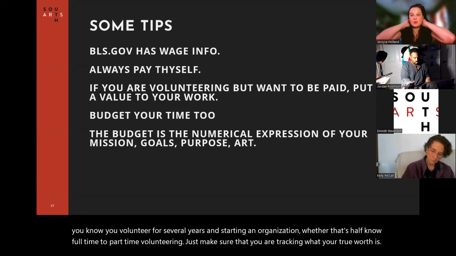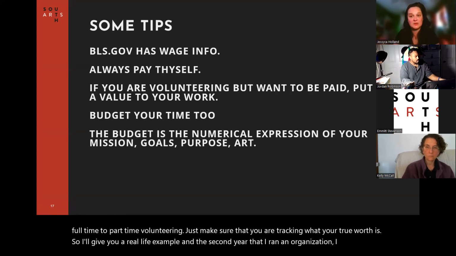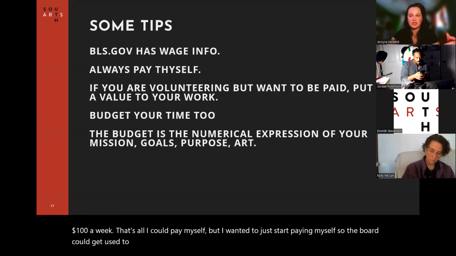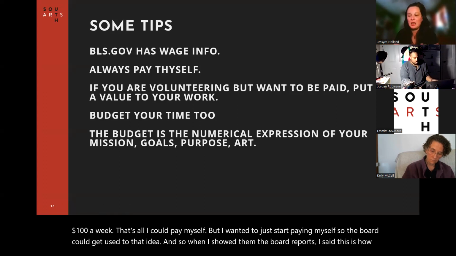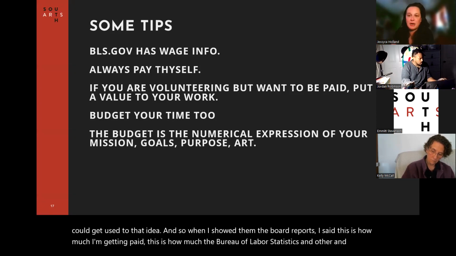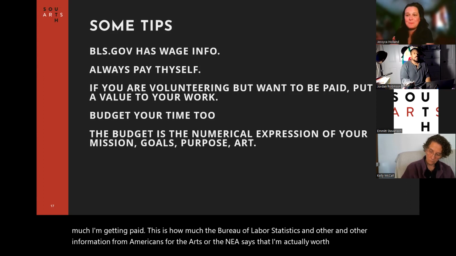So I'll give you a real life example. In the second year that I ran an organization, I paid myself $100 a week. That's all I could pay myself, but I wanted to start paying myself so the board could get used to that idea. And so when I showed them the board reports, I said, this is how much I'm getting paid. This is how much the Bureau of Labor Statistics and other information from Americans for the Arts or the NEA says that I'm actually worth, right? Let's build to that.